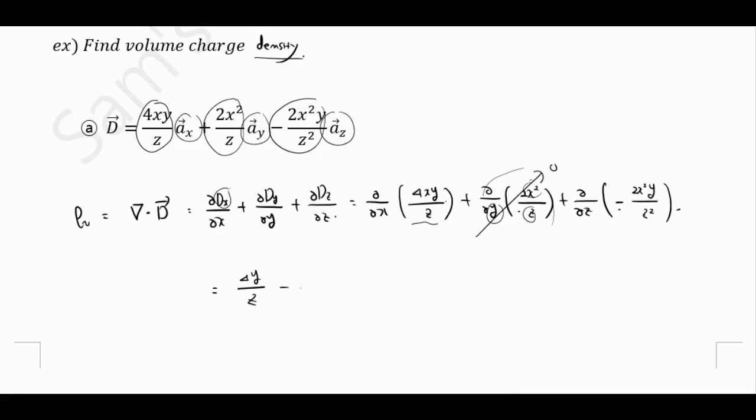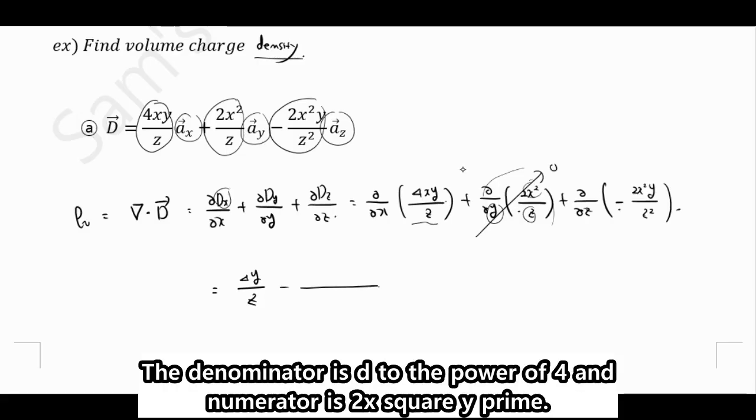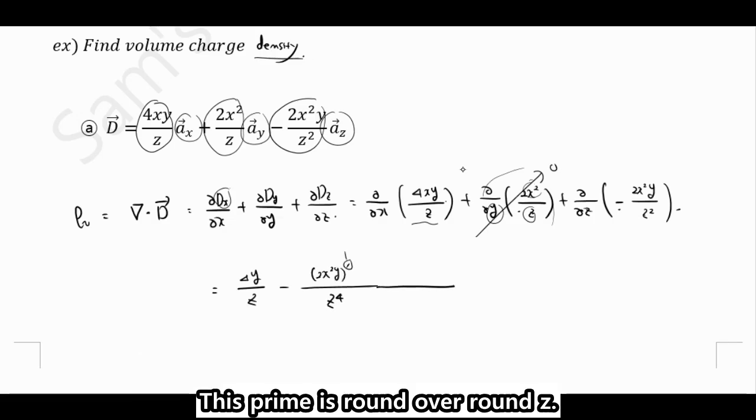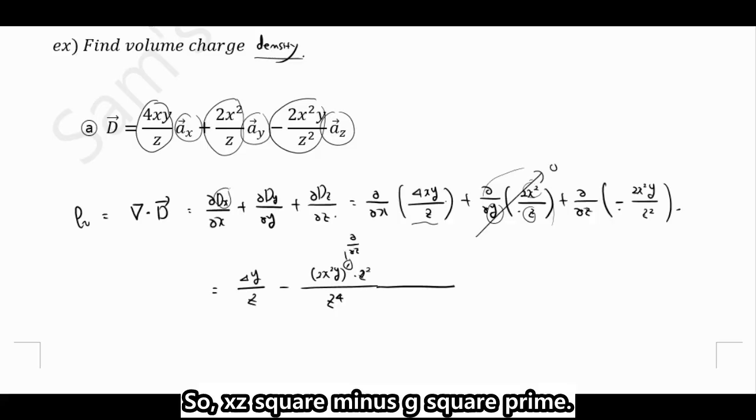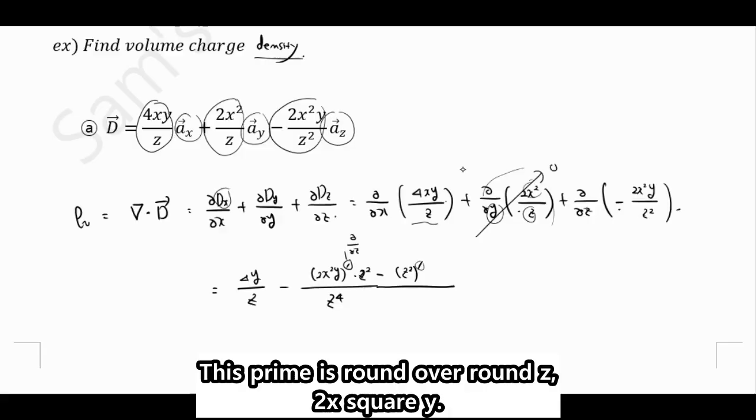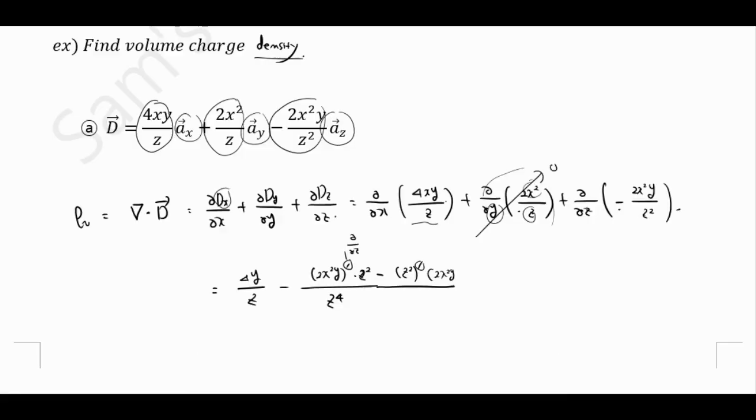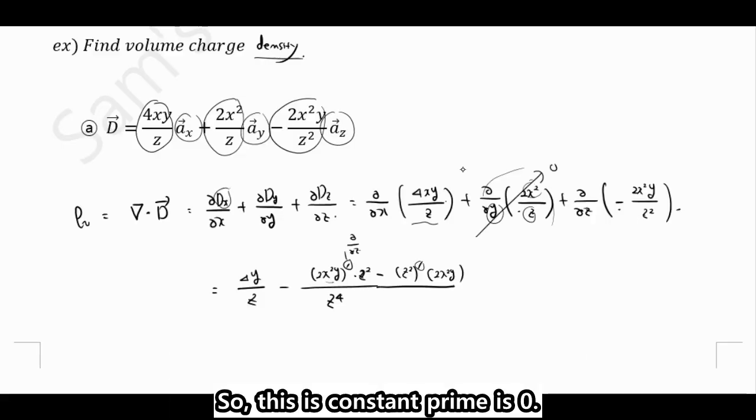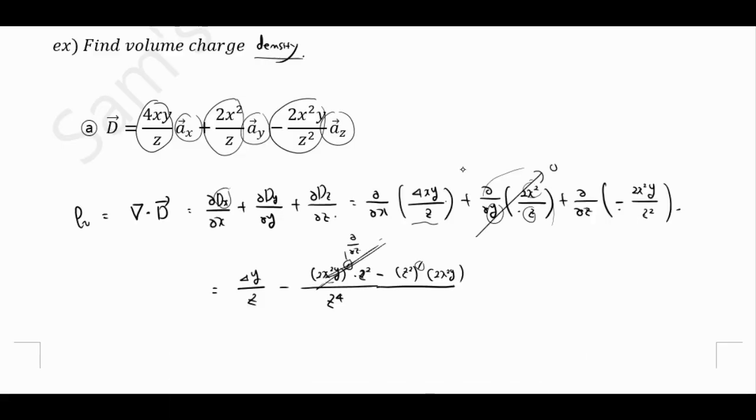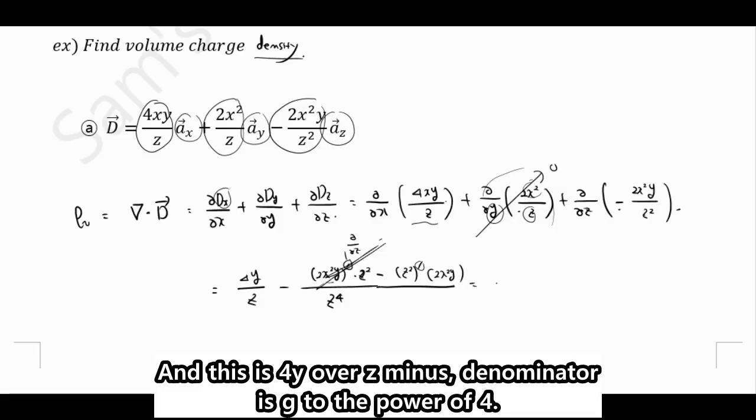The third term is minus, where the denominator is z to the power of 4 and the numerator is 2x squared y prime. This prime is ∂/∂z. So we have z squared minus z squared prime, times 2x squared y prime. The 2x squared y is constant with respect to z, so its derivative is 0. This is 0.